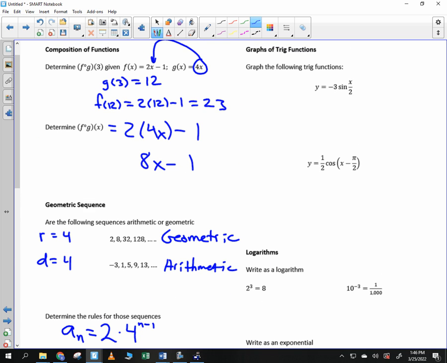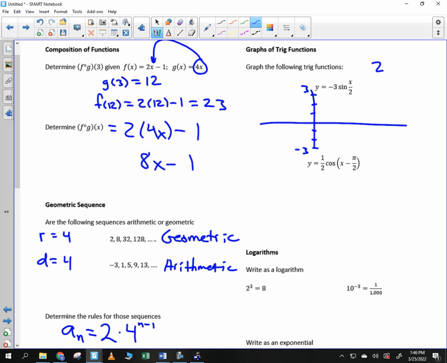Graph the functions. Do you remember what the sine function looks like? What's the amplitude here? 3, good. So I go up 3, I go down 3. Do you remember how to find the period?